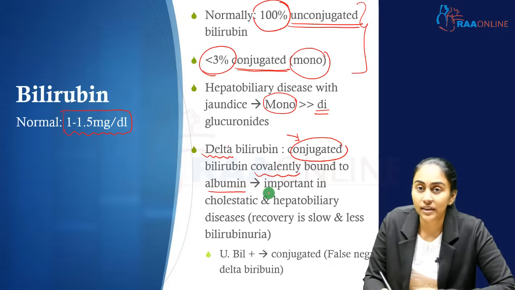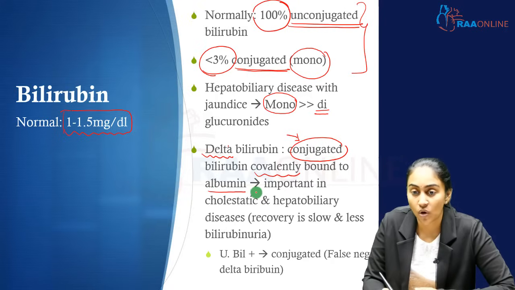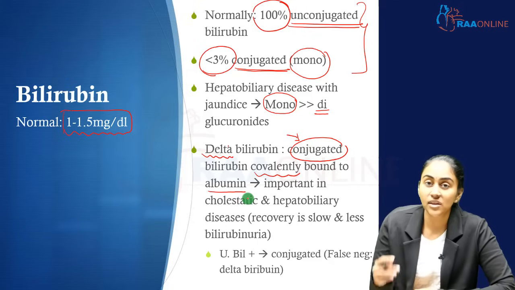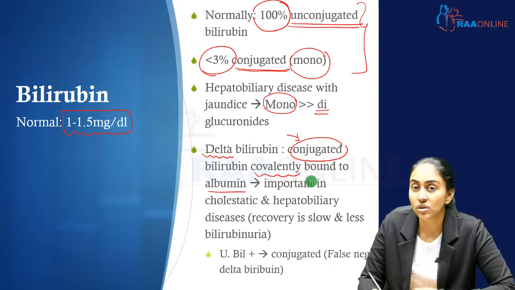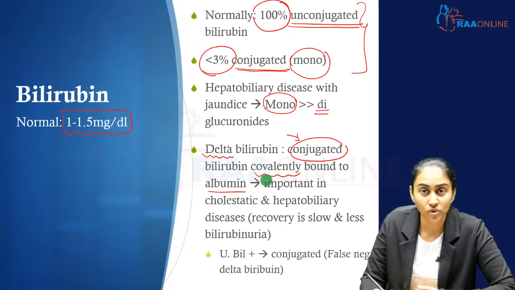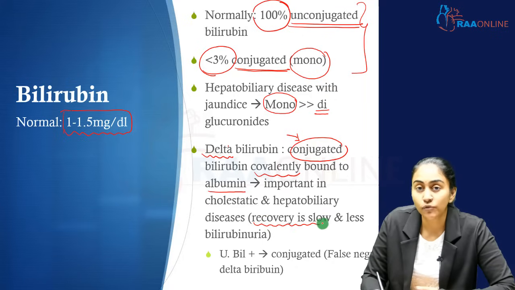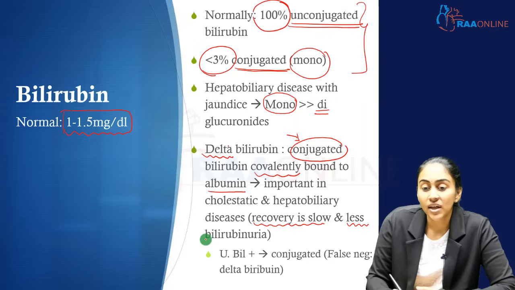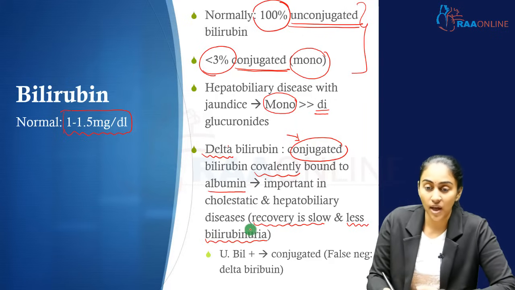It's very important to remember this, because whenever patients have very high levels of conjugated bilirubin, particularly in cholestatic disease and hepatobiliary diseases, then what happens? A chunk of this conjugated bilirubin gets converted into delta bilirubin. Therefore, it takes a longer time for this delta bilirubin to be excreted. Because it's bound to albumin, it's not going to be freely excreted in the urine, and therefore the time taken for the bilirubin levels to decrease is going to be slower. And for the same reason, there is going to be lesser bilirubinuria in patients with conjugated hyperbilirubinemia.